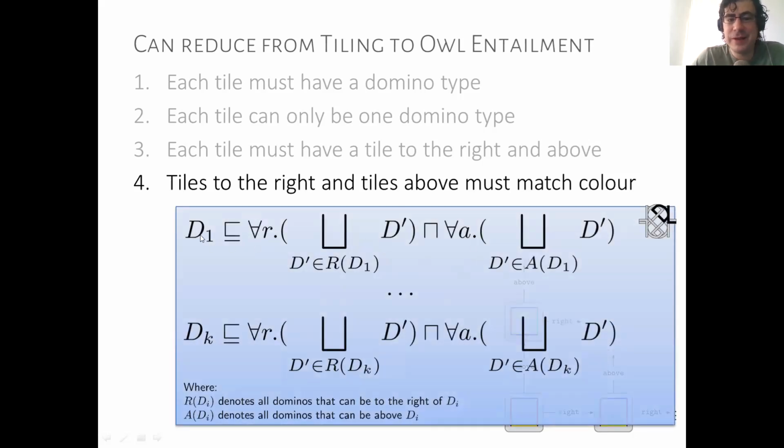For every domino type, we define by hand all of the dominoes that it can have to the right. That would be this set here, or D1. These are all of the dominoes that D1 can have to the right. And we intersect that with all values above that are compatible with the top color of D1. So these are all of the dominoes that we can have above D1. So by hand, we define this, and this is no problem because K is finite, so we can write out all these definitions.